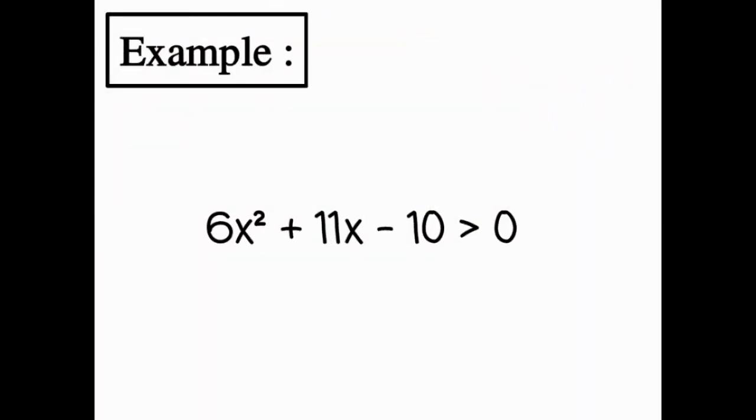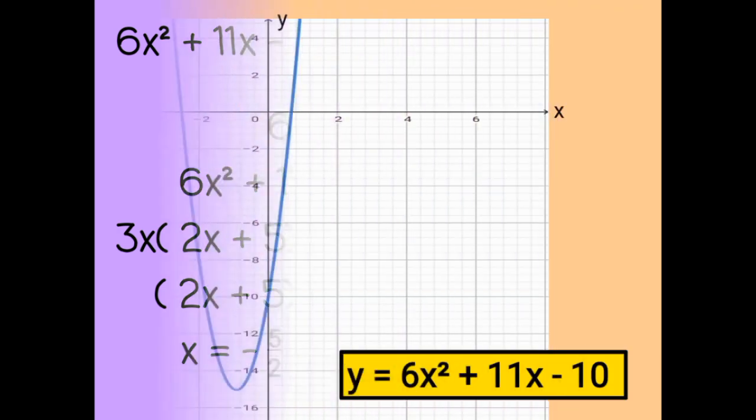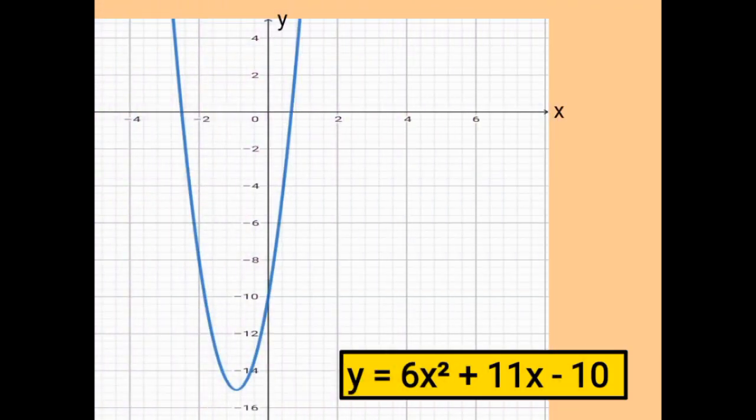Find the set of values of x for which 6x squared plus 11x minus 10 is greater than 0. So first, solve the corresponding quadratic equation 6x squared plus 11x minus 10 equals 0. Factorizing gives us 2x plus 5 times 3x minus 2 equals 0 and hence x equals minus 5 over 2 or x equals 2 over 3. Now, sketch the graph for y equals 6x squared plus 11x minus 10.